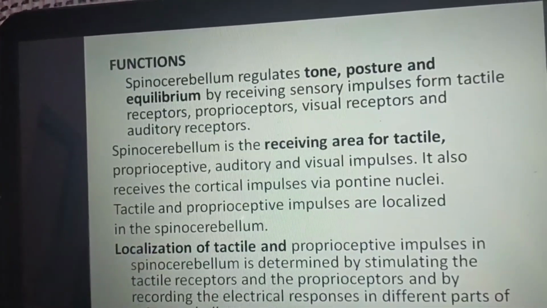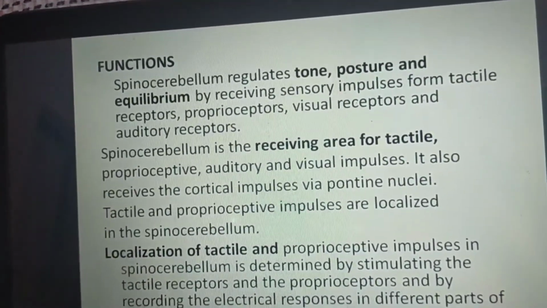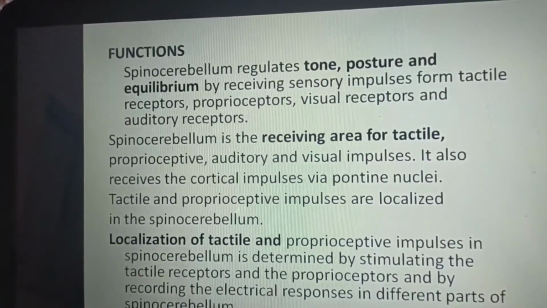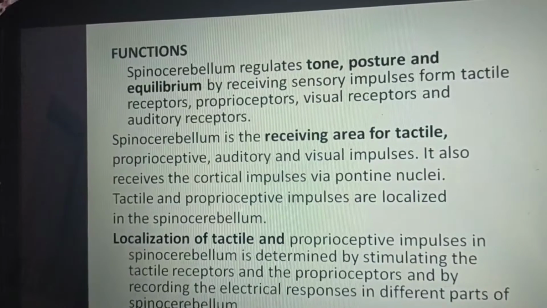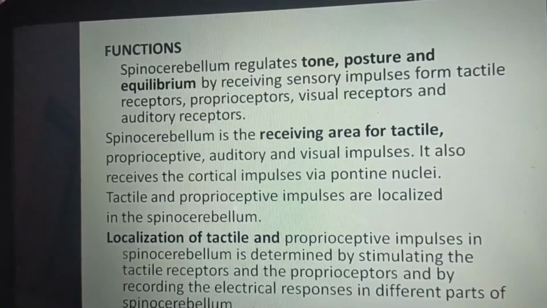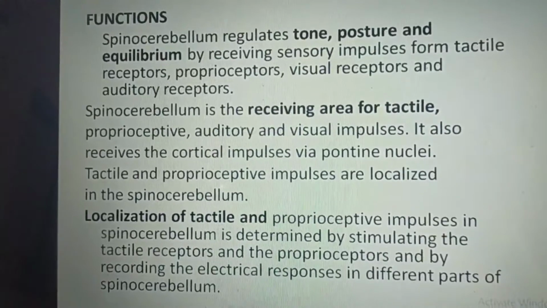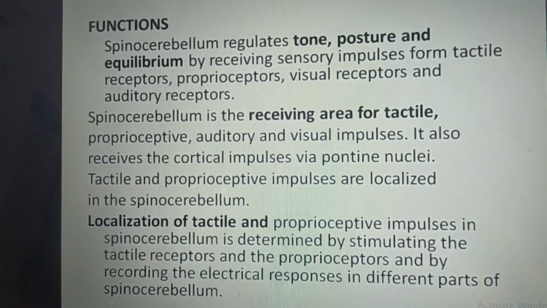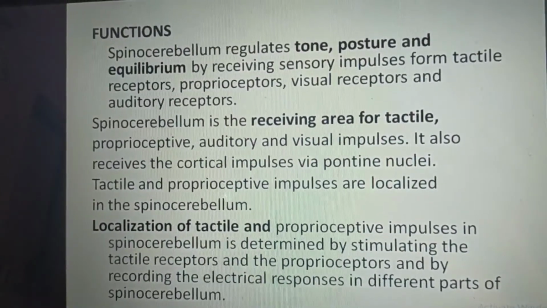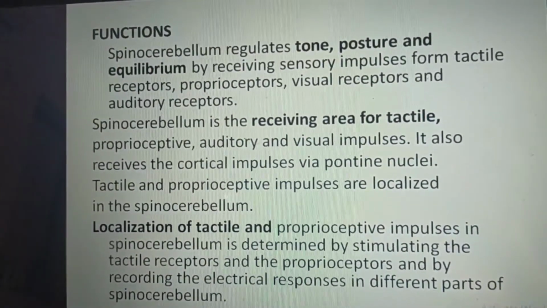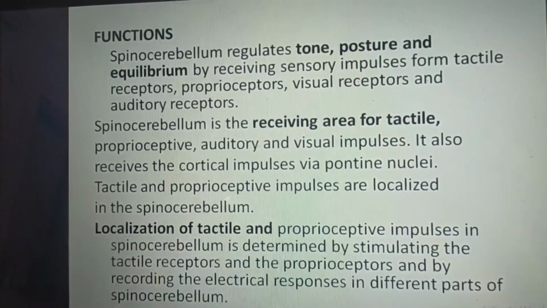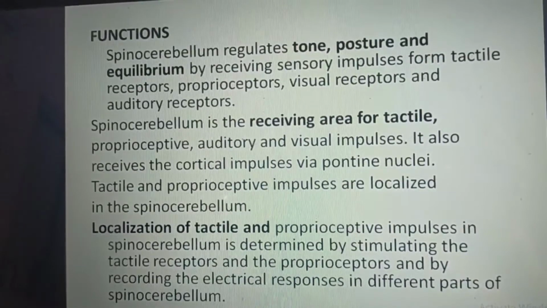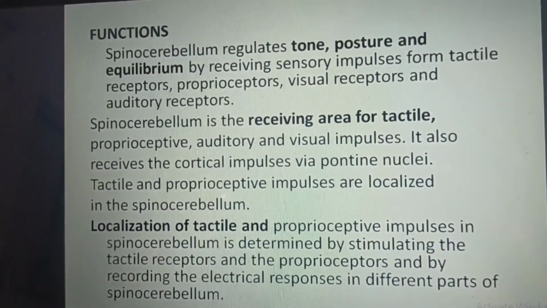We should have to see the functions only here. So spinocerebellum regulates tone, posture and equilibrium by receiving sensory impulses from tactile receptors, proprioceptors, visual receptors and auditory receptors. Spinocerebellum is the receiving area for tactile, proprioceptor, auditory and visual impulses. It also receives the cortical impulses via pontine nuclei. Tactile and proprioceptive impulses are localized in the spinocerebellum.